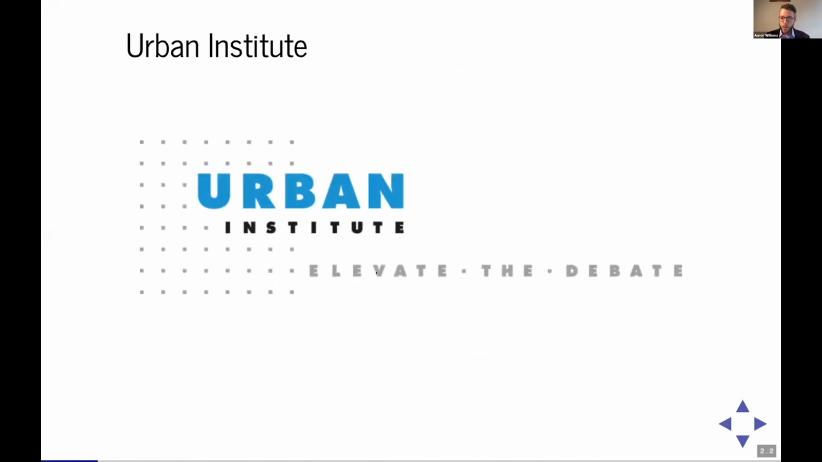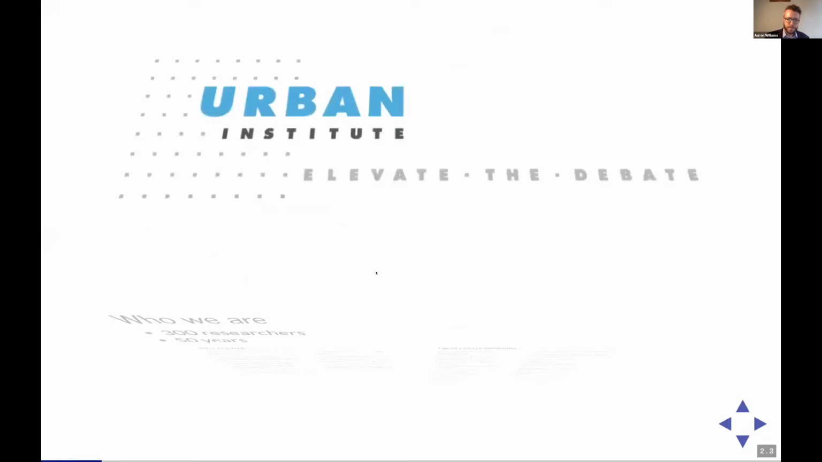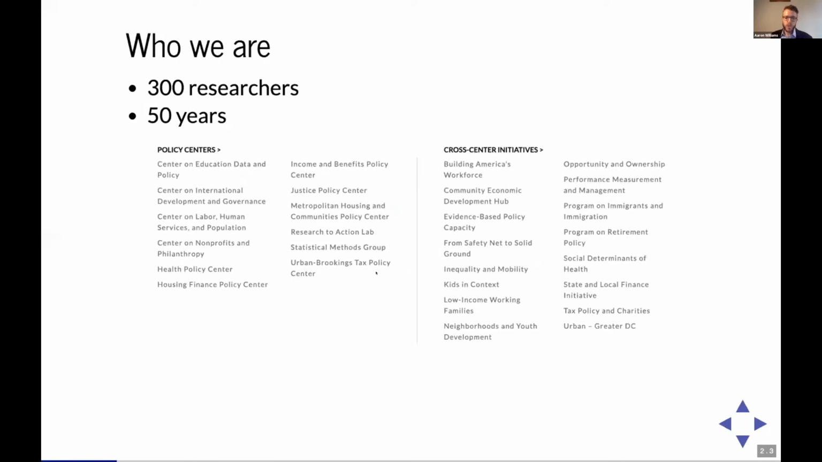So first, I want to start by giving you a little background on the Urban Institute, because I think it's important to understand the problem that we were trying to solve and our ultimate solution. So the Urban Institute is a collection of 300 researchers, about 575 employees. We just celebrated our 50th anniversary, and our main focus is analysis of public policy. And across the Institute, we're broken up into different teams.